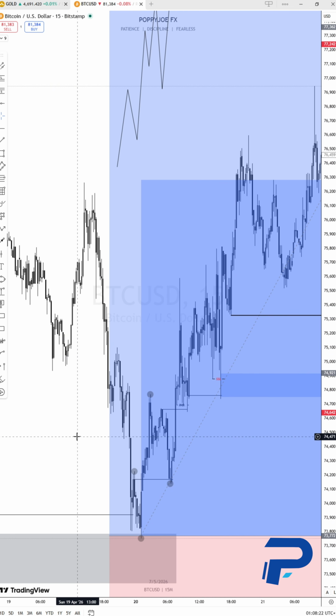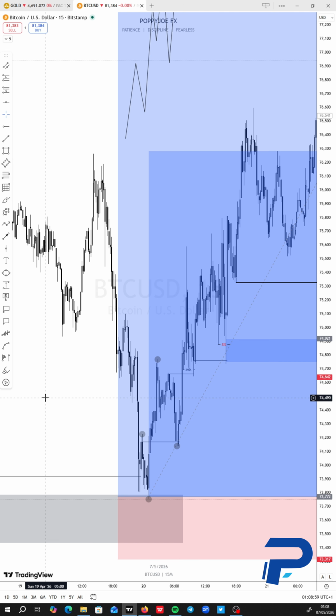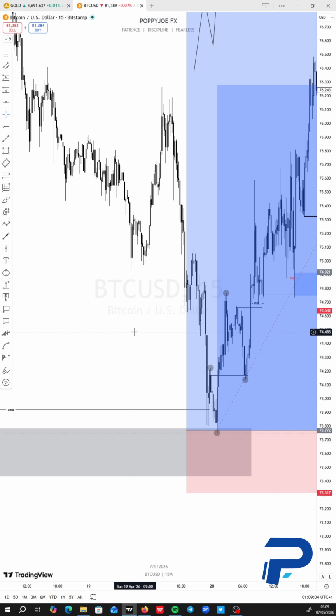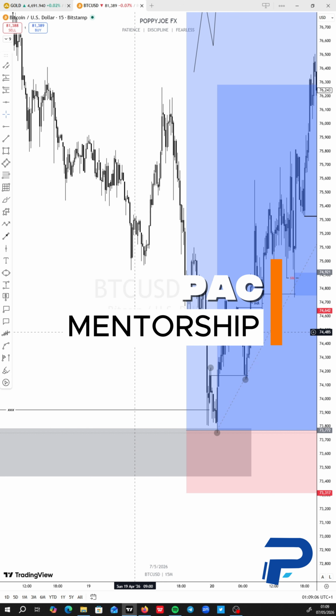So this is how this trade was taken, and this is not even a secret concept anymore, because this is exactly what I teach inside the Poppy Joe FS PAC mentorship.